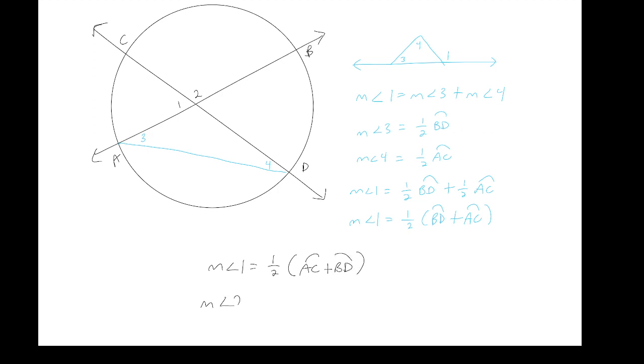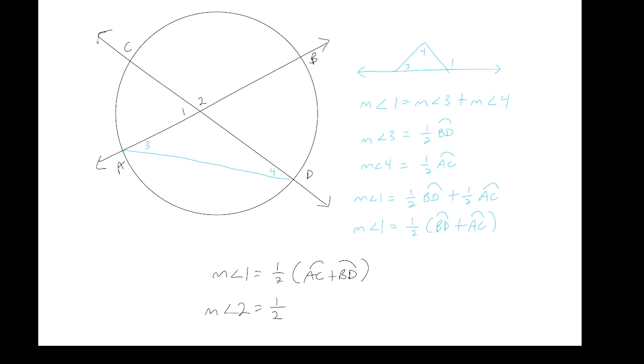Think about how we do that for angle 2. Well, angle 2 is going to be the same thing. It's formed as the result of 2 secants inside of a circle. It's not at the center. And then we're going to say, well, here's one vertical arc. That's the intercepting arc effectively for 2, and the arc that's vertical to it. So BC and AD.